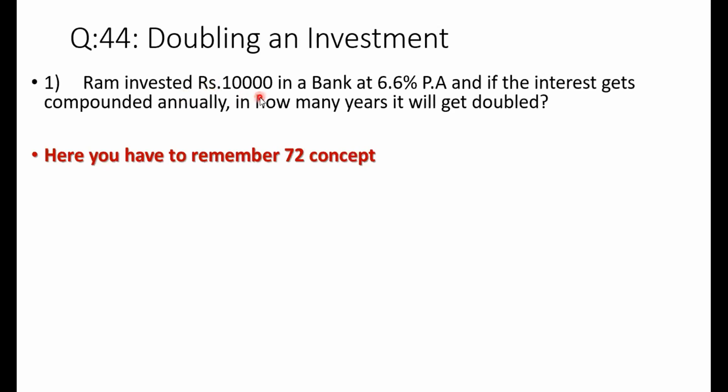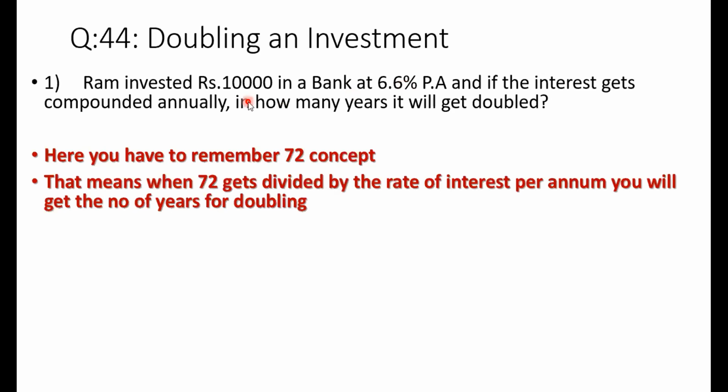Ram invested 10,000 in a bank at 6.6% per annum. If the interest rate gets compounded annually, in how many years will it be doubled? So for how many years will it double? It is compounding, so for this, one thumb rule is there. That is the 72 concept. Just divide 72 by 6.6%. Don't worry about all this. Just divide 72 by 6.6. You see, 72 divided by 6.6, 10.9 years, approximately you will get the double amount.